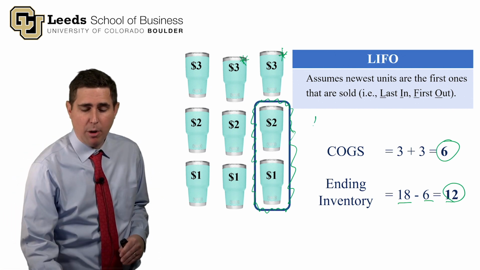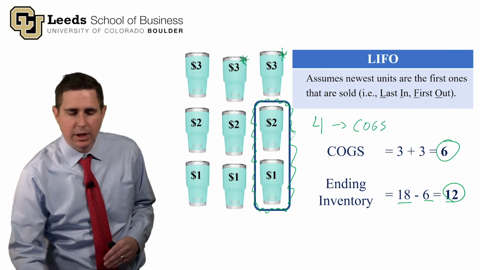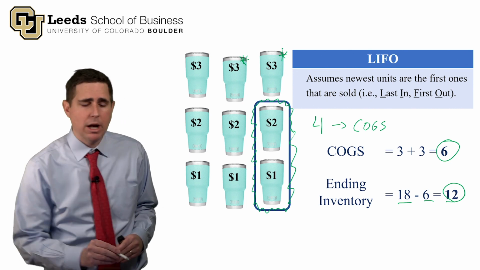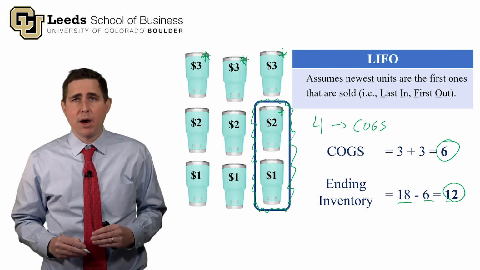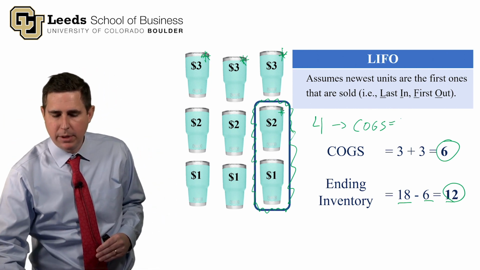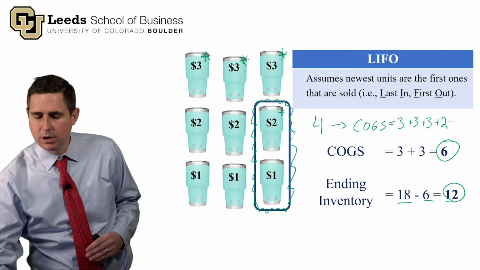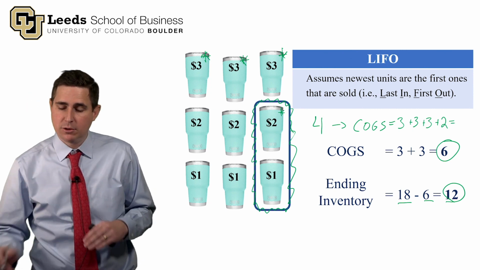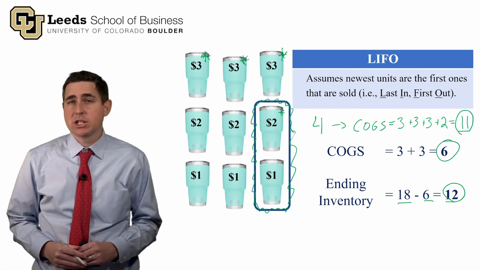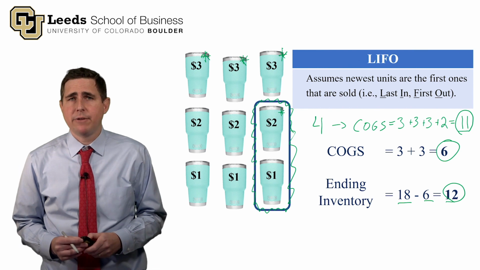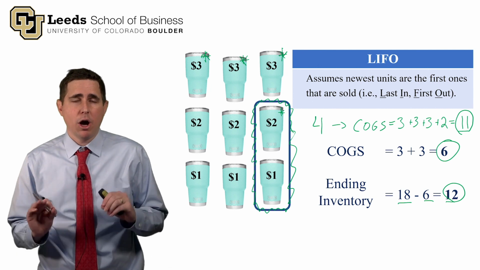And again, if a customer bought 4 cups and we're using the LIFO method, cost of goods sold is going to be the 2 $3 cups, the 3rd $3 cup, and then 1 $2 cup. Okay, so we just work our way down the layers. So if a customer buys 4, it'll be $3 plus $3 plus $3 plus $2 in cost of goods sold. And that's 9 plus 2 is 11. Okay, $11 would have gone into cost of goods sold if a customer would have bought 4 and we're using the LIFO method.